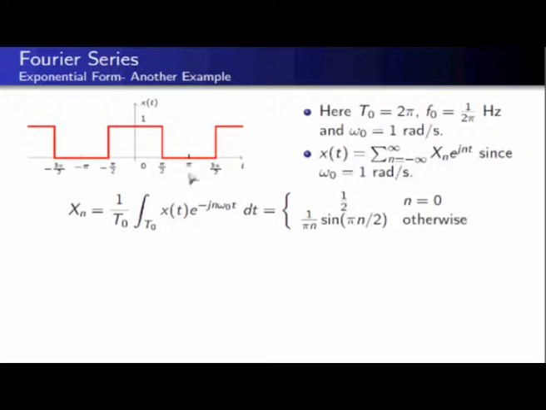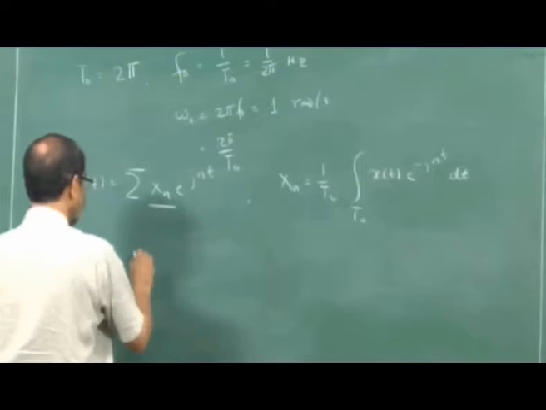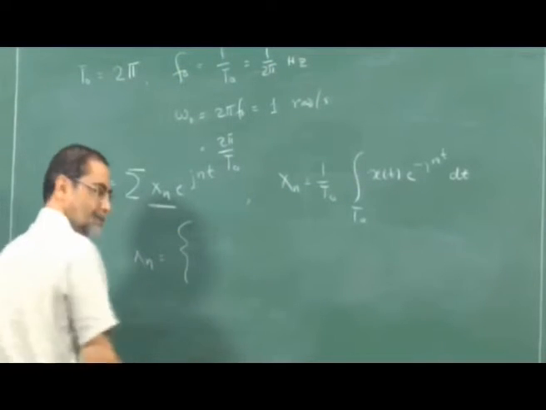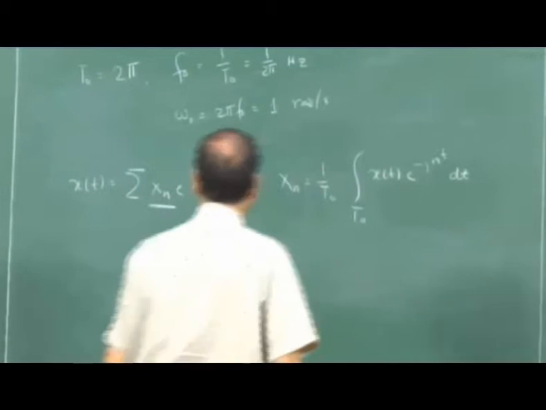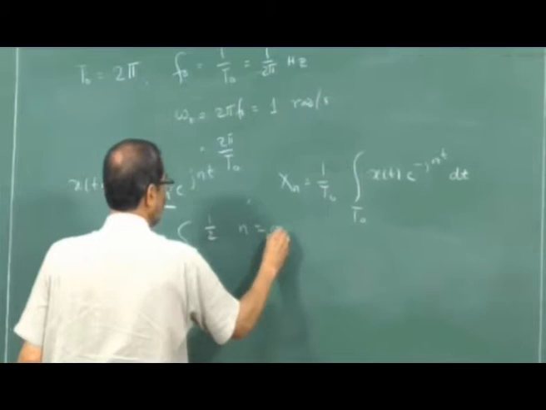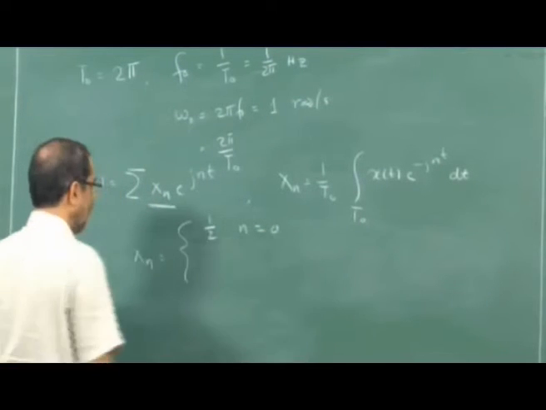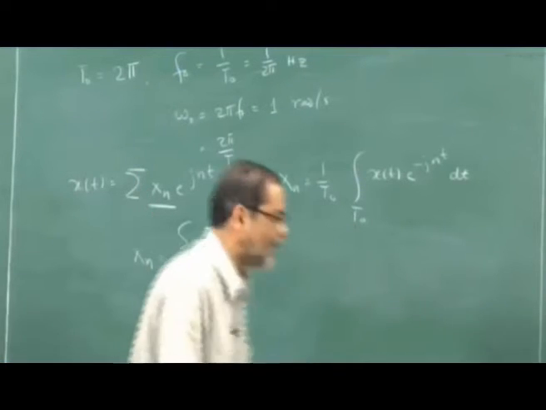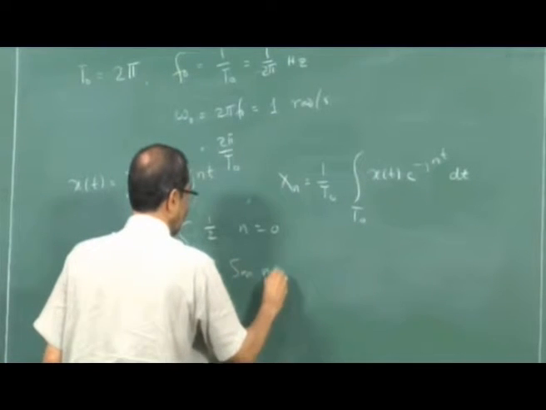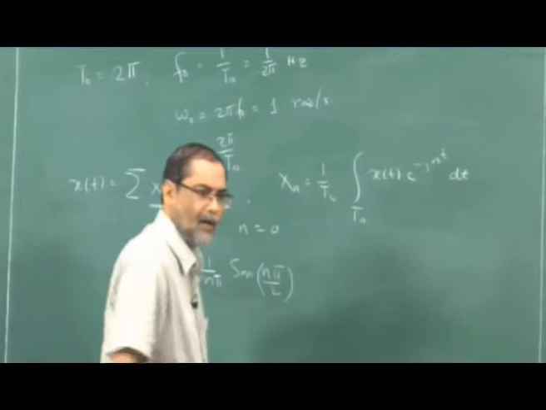Substitute for x of t from one period, so you start at minus pi, it is 0 up to this point, then it is plus 1 from minus pi by 2 to plus pi by 2, and 0 up to plus pi. So substitute that, carry out the integration, and show that xn has a very interesting shorthand description. It is half for n equal to 0, and 1 by n pi sine n pi by 2 for other values.